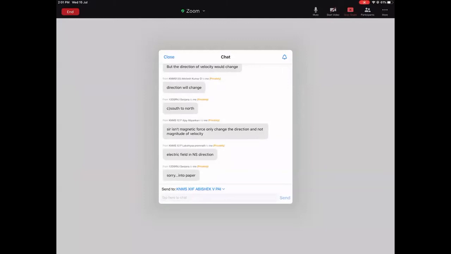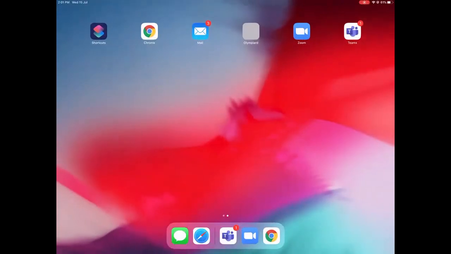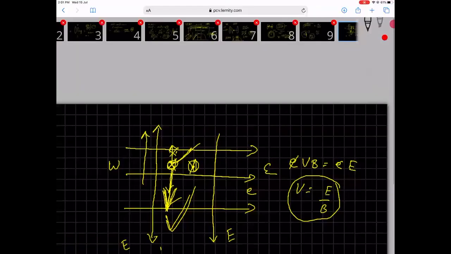Okay, electric field is in the north-south direction. That's what I have done. This is the north, this is the south. So electric field is in the north-south direction. Because it's an electron, negative charge, the force is in the upward direction. So the magnetic field should have a force in the downward direction.